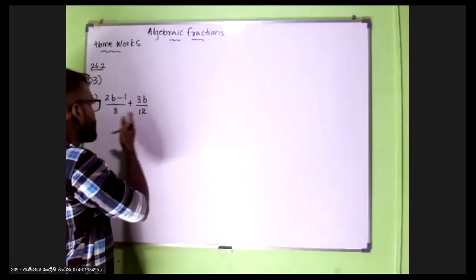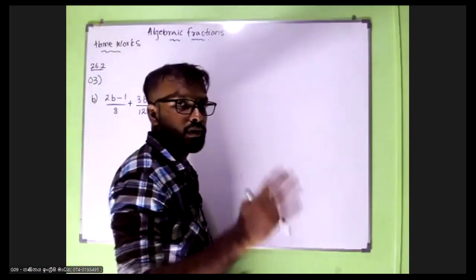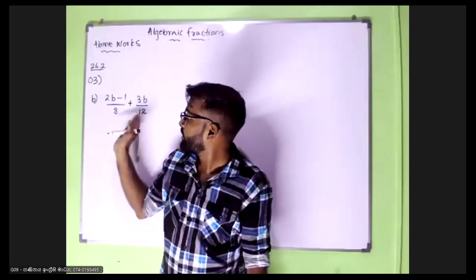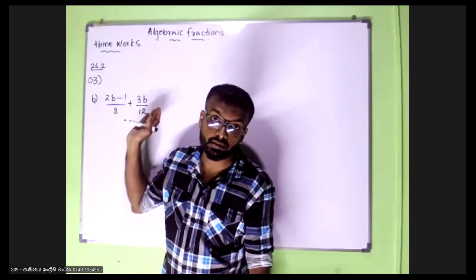The common denominator will be 96. Meaning 8 into 12, 12 into 8, 96.